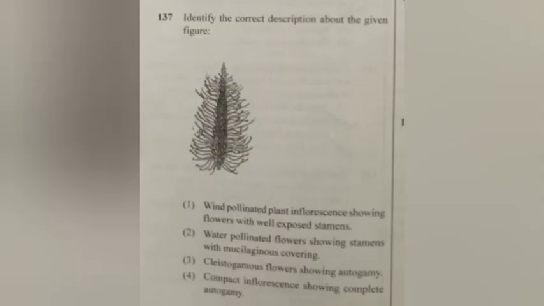137. Identify the correct description about the given figure. 1. Wind-pollinated plant inflorescence showing flowers with well-exposed stamens. 2. Water-pollinated flower showing stamens with mucilaginous covering. 3. Cleistogamous flowers showing autogamy. 4. Compact inflorescence showing complete autogamy. Answer 1. Wind-pollinated plant inflorescence showing flowers with well-exposed stamens.